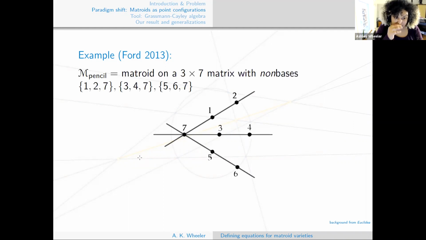So here's the example. I call this the pencil matroid. Will said he wants to call it the pencil matroid because lines passing through a point are called a pencil, and we have 3 lines passing through a point. So the pencil matroid is the matroid with non-bases 1, 2, 7, 3, 4, 7, and 5, 6, 7. And I've drawn, the lines in the configuration are not actually part of the configuration. I've drawn them so you can see which points are collinear. So for example, in the picture, it looks like 2, 3, and 5 are collinear, but that wasn't the intention. That's why I didn't draw a line through them.